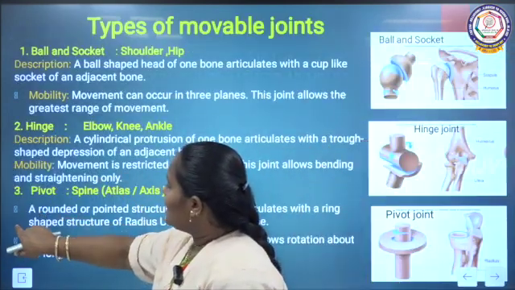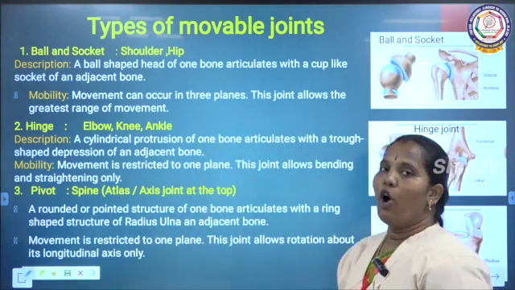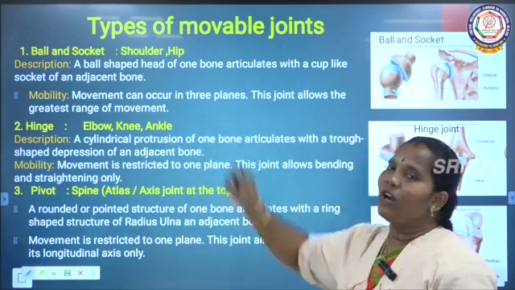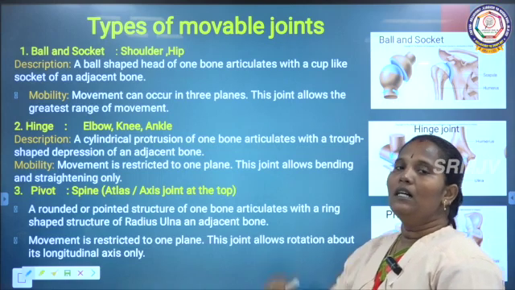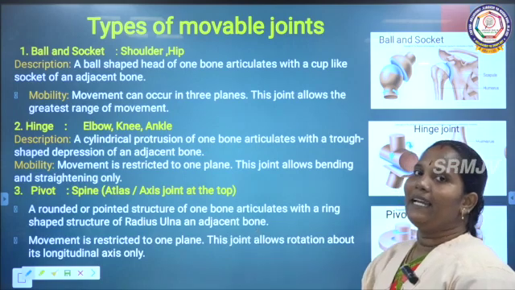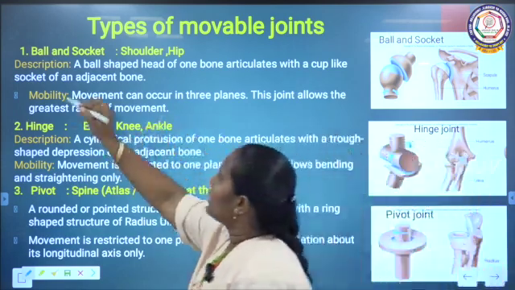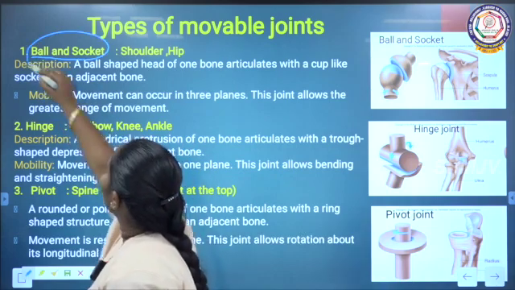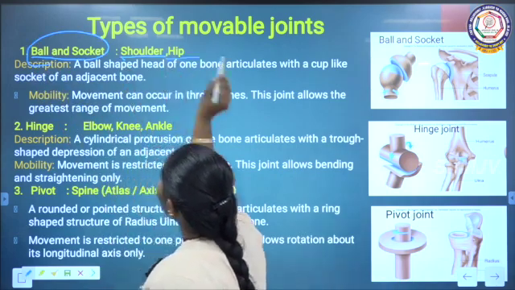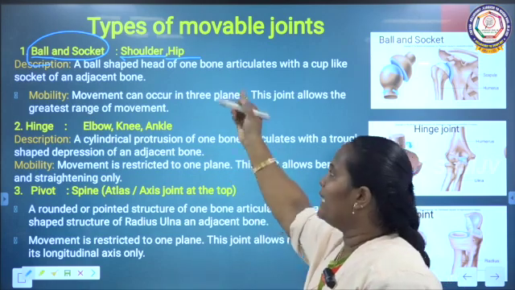Ball and socket joint means we know that our arms are joined like a ball and socket. Arms means what? Our hand and then leg, these are joined with the help of the ball and socket. We can say the shoulder and hip. The example is shoulder and hip.